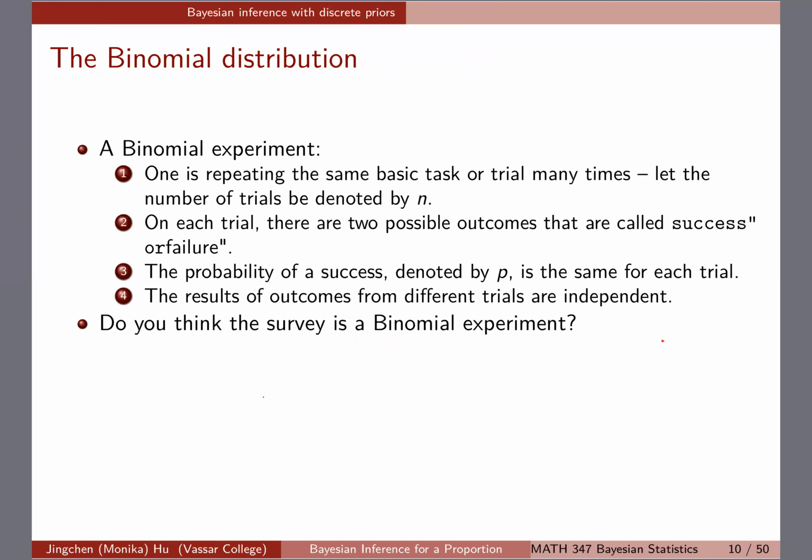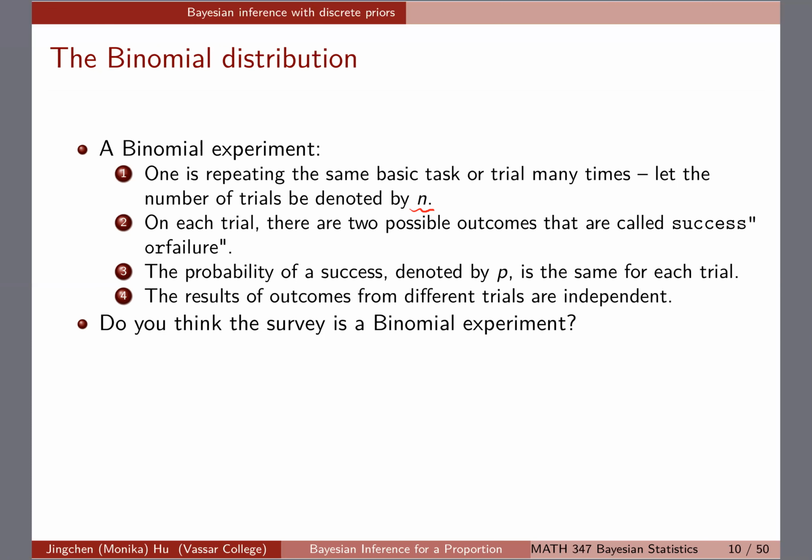Last time we already covered a little bit of a binomial experiment using the example of the all-nighters percentage. So we'll see that for proportion, especially when you do a survey and your interest is the unknown parameter of the proportion, then typically we're going to use the binomial likelihood function. So before we get there, let's review the binomial distribution really quick. A binomial experiment has to satisfy 4 conditions. One is repeating the basic task or trial many times, and the number of total trials is n. Each trial can only be success or failure.